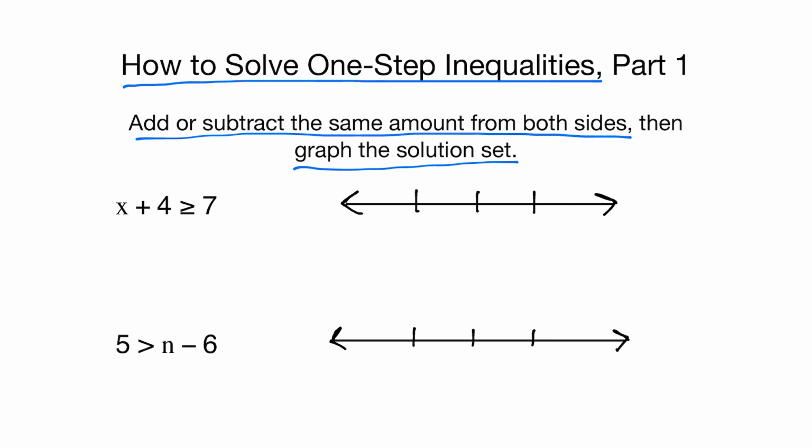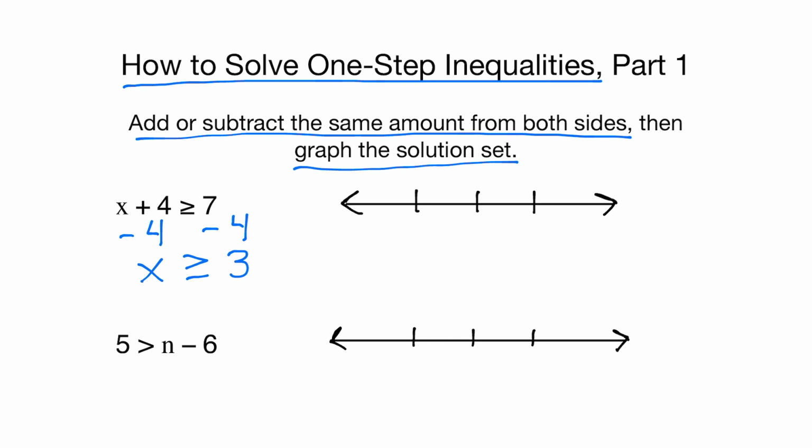Okay, our first example is x plus 4 is greater than or equal to 7. We want to isolate x, get it by itself, so we have to get rid of the plus 4. We do this by using the inverse operation, which is subtraction, and subtract 4 on both sides to keep the inequality true. So x plus 4 minus 4 is just plain x, is greater than or equal to, keep your symbol, 7 minus 4 is 3. So we have x is greater than or equal to 3.